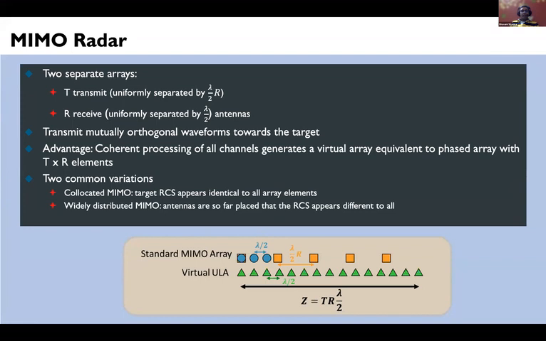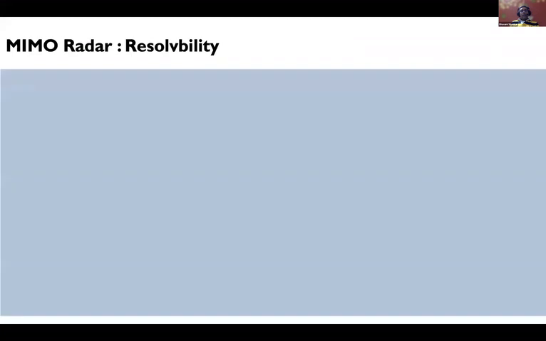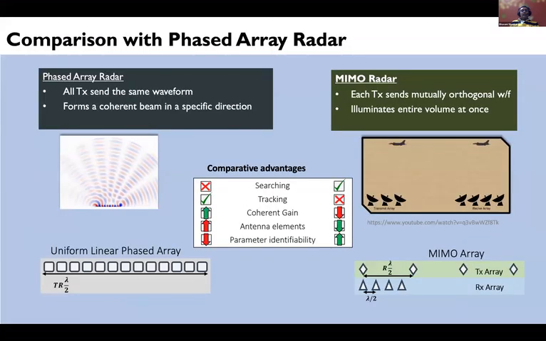And then you could classify it as collocated MIMO or widely distributed MIMO, depending on whether everything is collocated, or all the antennas look at a particular target having the same reflectivity, or it looks at the target from different perspectives. Okay, quickly comparing with the phased array, all the antennas transmit the same waveform, and then it forms a coherent beam.